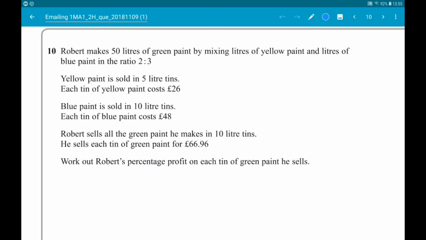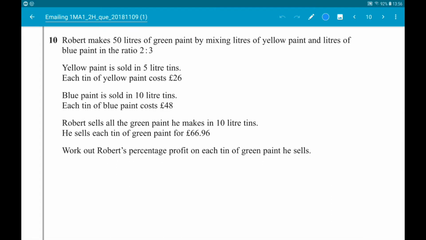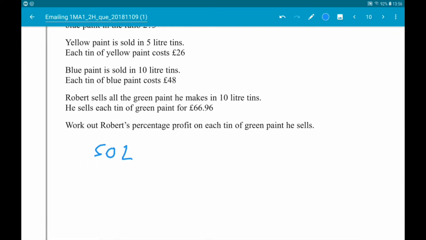Okay, number 10, Robert makes 50 litres of green paint by mixing litres of yellow paint and litres of blue paint in the ratio 2 to 3. Straight away, let's write that down. So, 50 litres of yellow to blue in the ratio 2 to 3 is going to be 20 to 30.